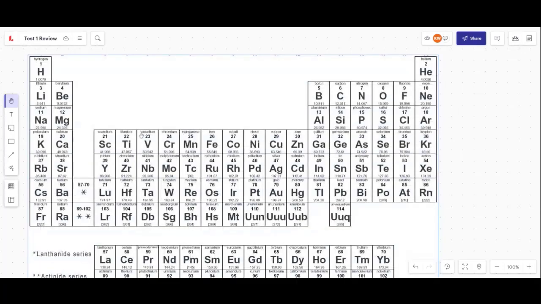All right. So, can you see my beautiful periodic table? It's what she's giving to us to use in the exam. Okay, cool. Does it look as beautiful to you as it does to me?